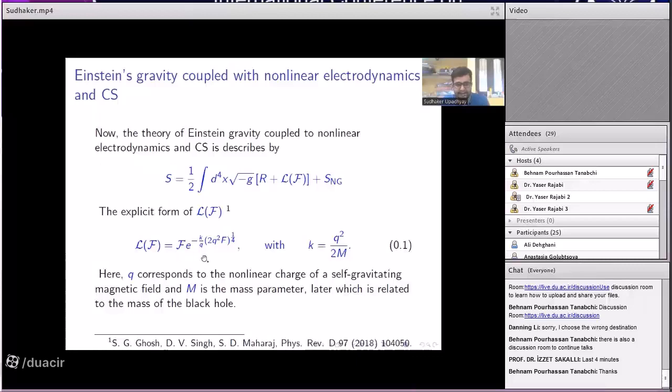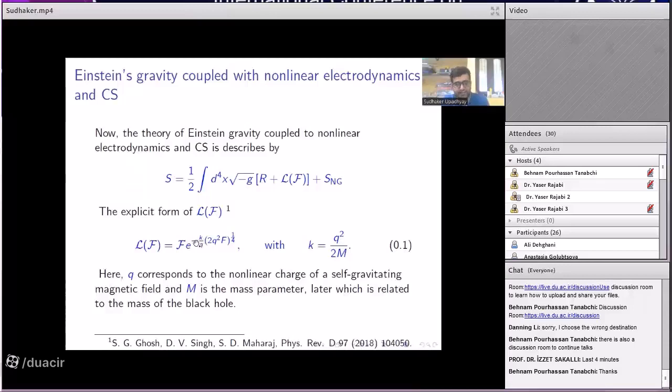and they considered for the first time this form of the Lagrangian density for nonlinear electrodynamics. And here you see this curly F is basically the Maxwell scalar, that is F mu nu, and this K is basically defined as the ratio of the square of charge to the double of mass. And here this K you can see is in an exponential. So this basically gives the nonlinearity, and if you put K equal to 0, you will recover your original Maxwell electrodynamics. So this K can be considered as a deviation parameter.